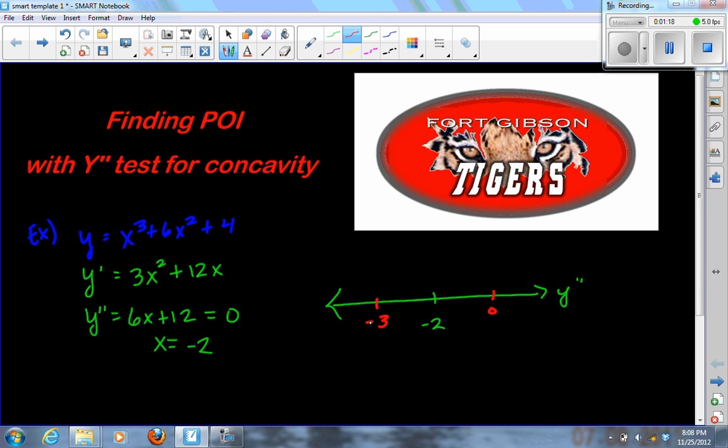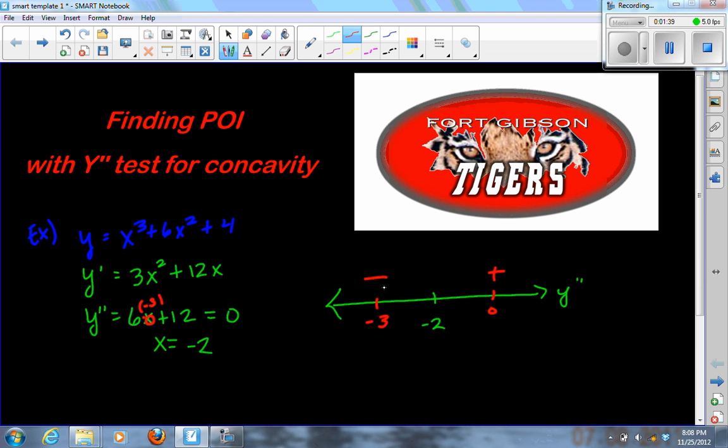Okay, so we're going to put these two red numbers in the second derivative. It's very important to put them in right here. So 6 times -3 is -18, and 12 is a negative number. I don't care necessarily what that number is, I just want the sign. And I'll put the 0 in here. 6 times 0 is 0, and 12 is a positive number.